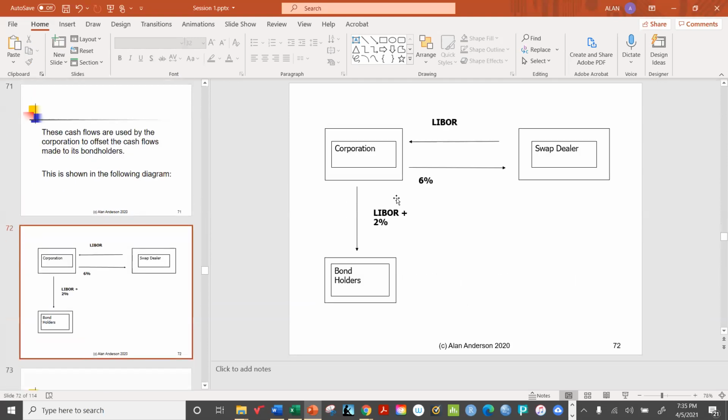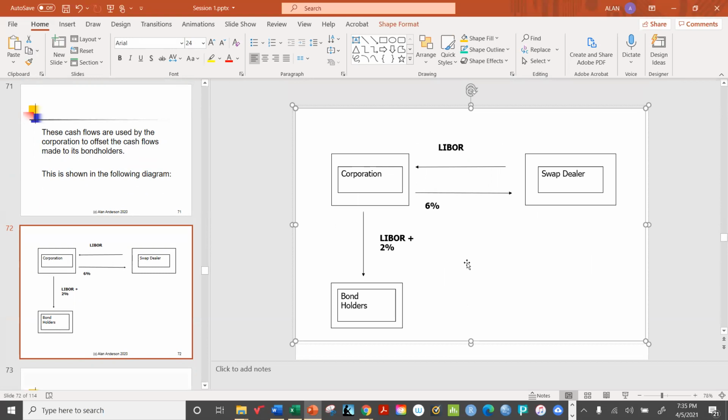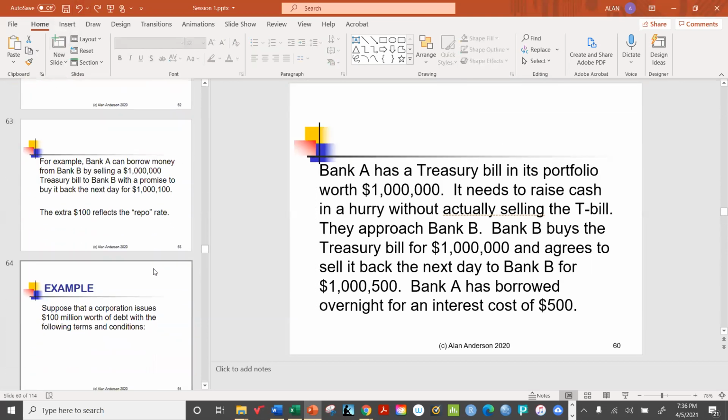Okay, so let me show you a diagram. I think it'll make it easier to follow what we're talking about here with a diagram. So here we go. Here's the corporation. And you can see that the corporation is committed. Oh, what just happened?